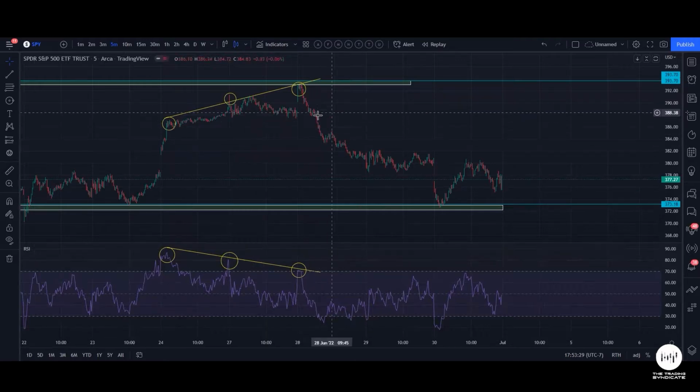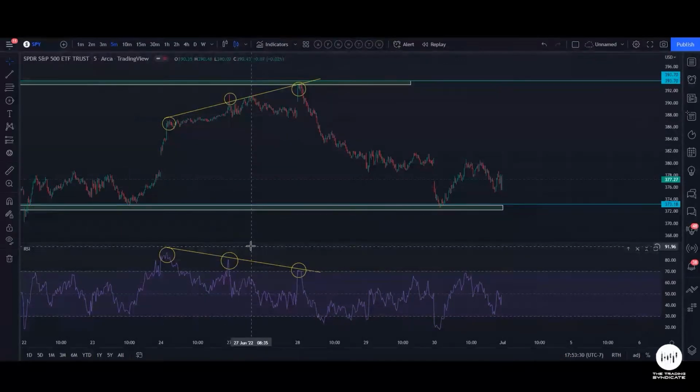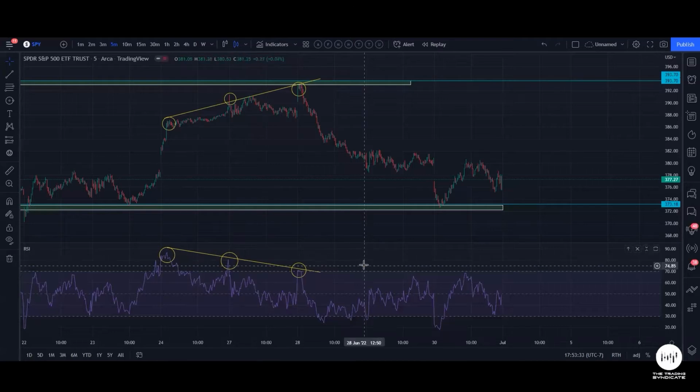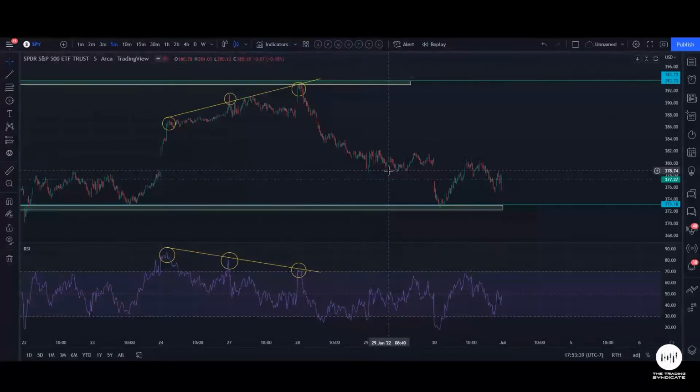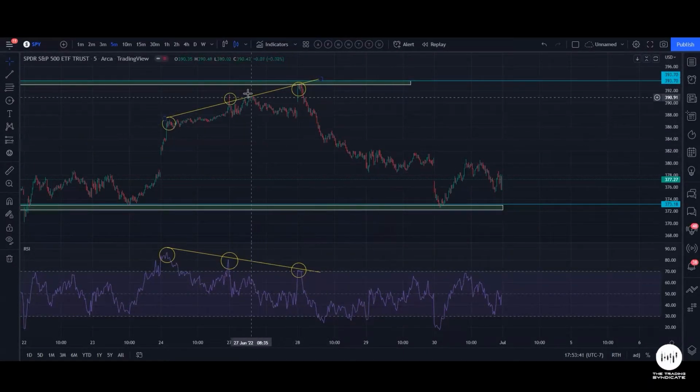Now, typically divergence will happen in either 2 or 3 phases, where this time we saw it in 3 phases. If it happens in 3 phases, it's likely to see a stronger move to the downside, but it can also occur in 2 phases. And the main thing you're really looking for is just a support break on the trend line.